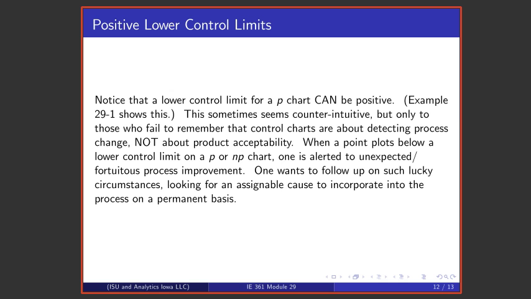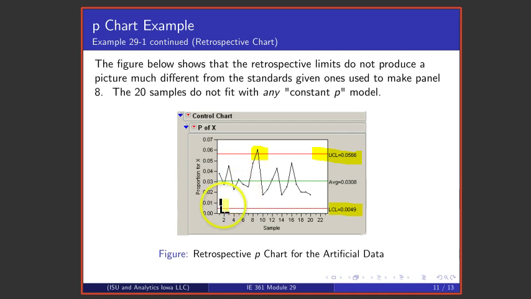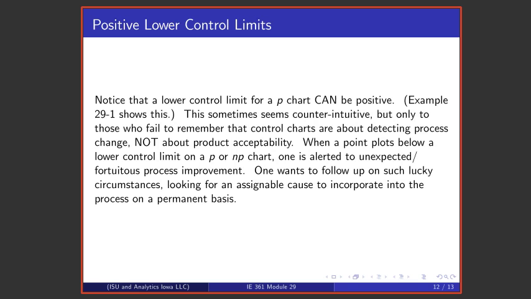It's worth noting here that the lower control limit for a p-chart can be positive. There is a lower control limit that's bigger than 0. That means it's possible to get a p-hat that is too small. Well, that causes some consternation, some head scratching for some people, thinking, well, but I want p-hat to be small.